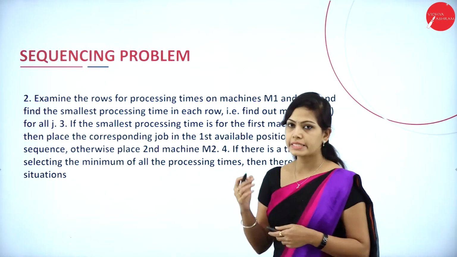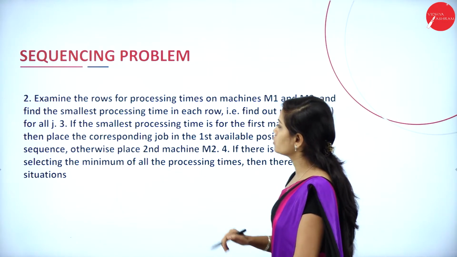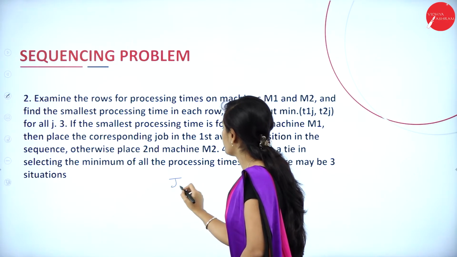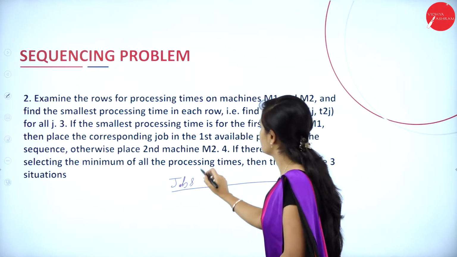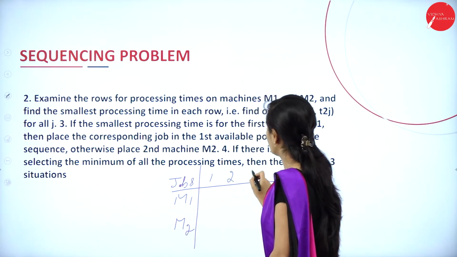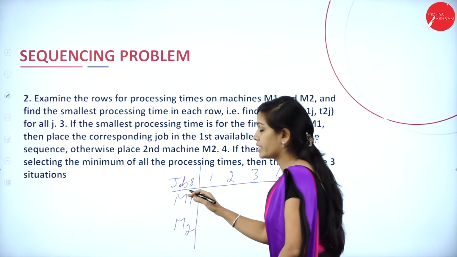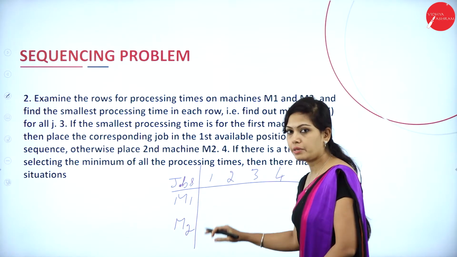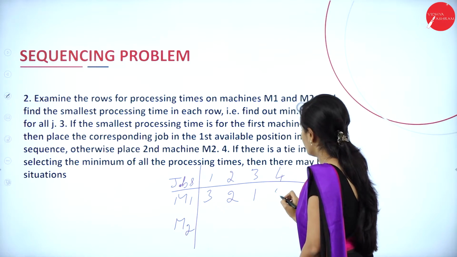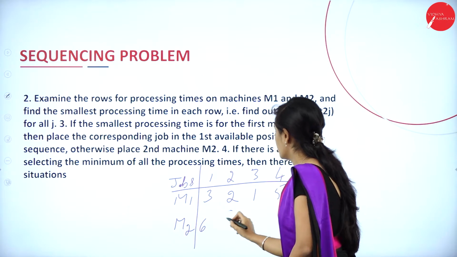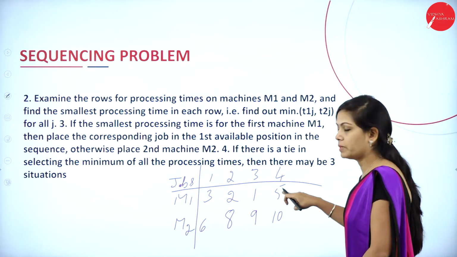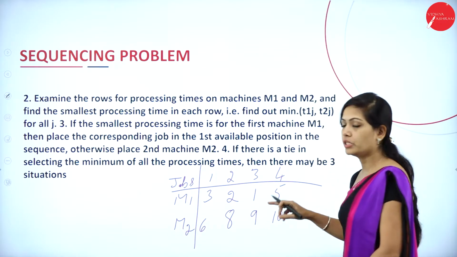After this, the second step is to examine the rows for processing times on machine M1 and machine M2. Example, you have jobs and machine M1 and machine M2. You have 4 jobs, 1, 2, 3, 4. I'll write the processing times of machine M1 and machine M2: 3, 2, 1, 5 for M1 and 6, 8, 9 and 10 for M2.